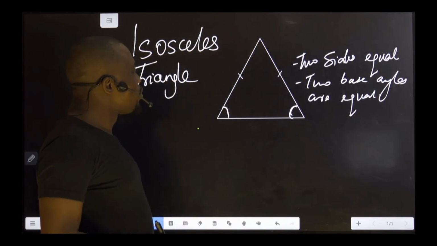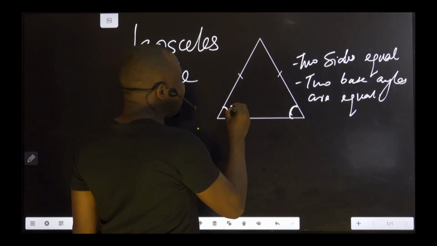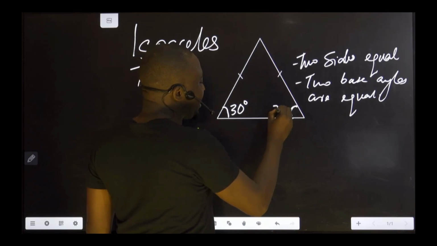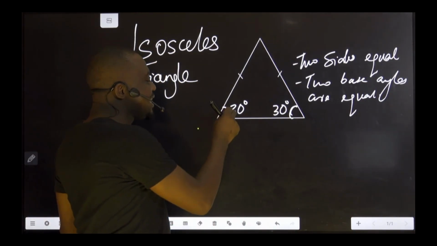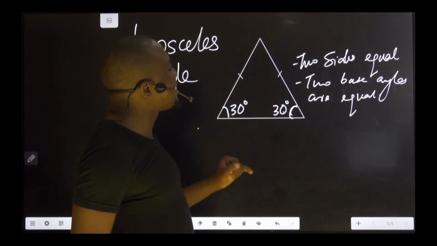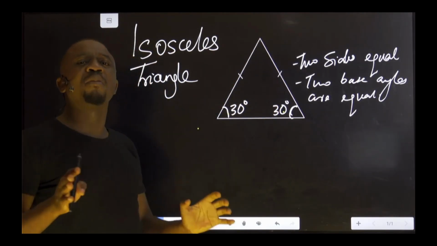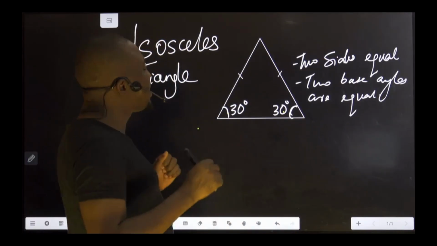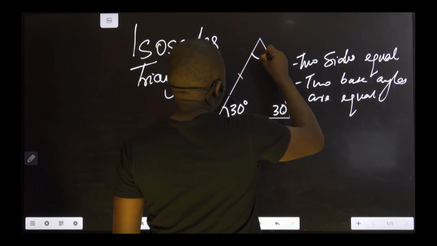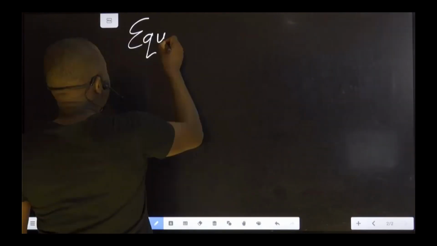Okay? So it means that if I have 30 degrees here, definitely I will have 30 degrees here. This is what you should know. Then if you have 30 here, what will be here? Now this is 60 subtracted from 180, because the sum of angles of a triangle is 180. You agree with me, it's going to be 120. So here is going to be 120. We also have equilateral triangle.